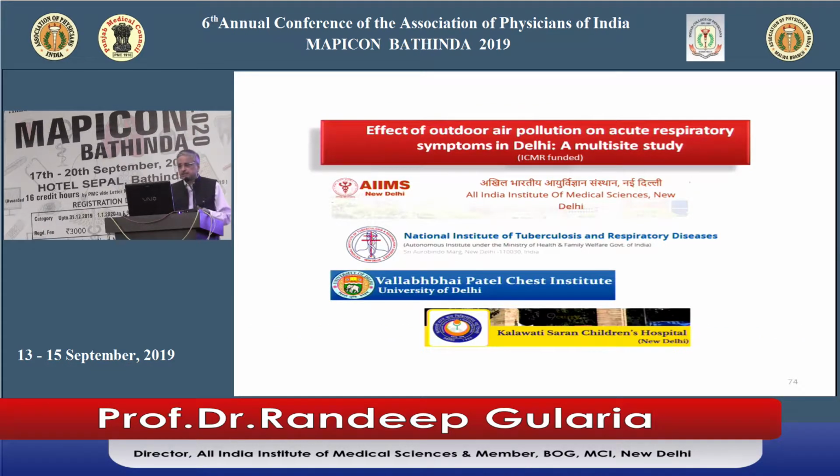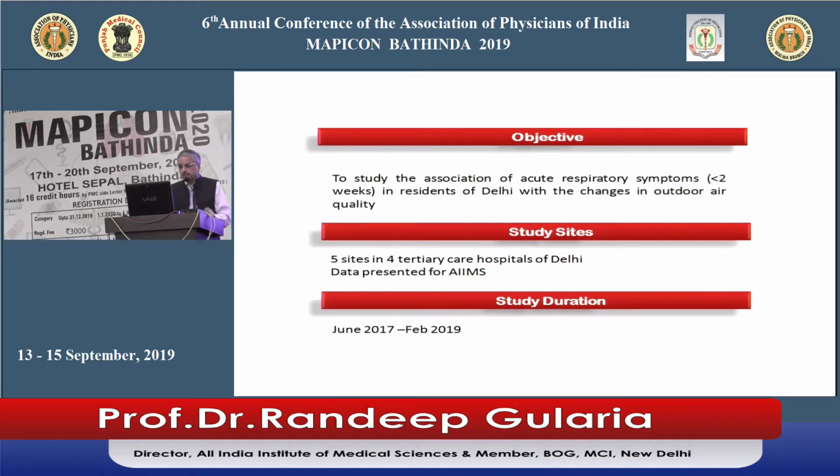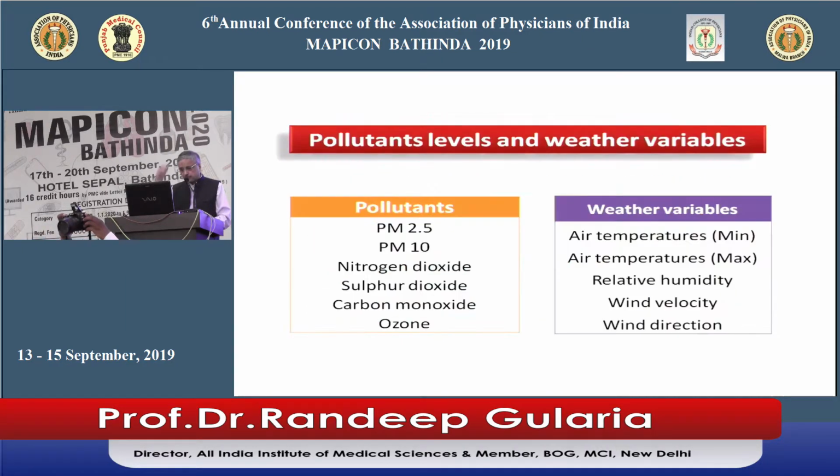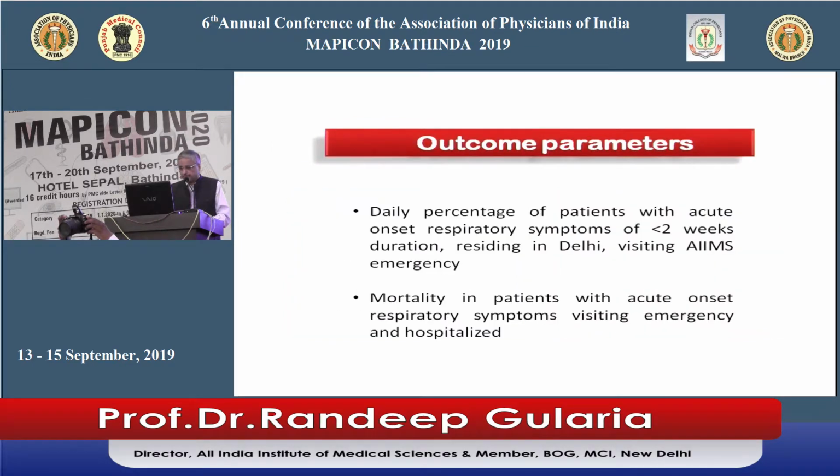Just briefly, the work that we're doing: this is a study that we've just concluded, looking at the effect of outdoor air pollution on acute respiratory symptoms in Delhi. This is a multi-centric study which looked at 5 centers in Delhi, from January 2017 to February 2019, and tried to look at the association of acute respiratory symptoms in residents of Delhi with changes in outdoor air pollution quality. We looked at 4 tertiary care hospitals in Delhi, and I'm just going to tell you the data from AIIMS. We looked at PM 2.5, PM 10, nitrogen dioxide, sulfur dioxide, carbon monoxide and ozone, and various weather variables to get an idea of the correlation.